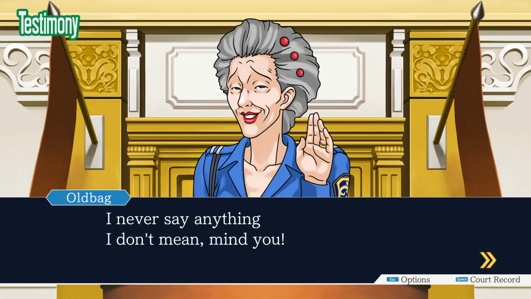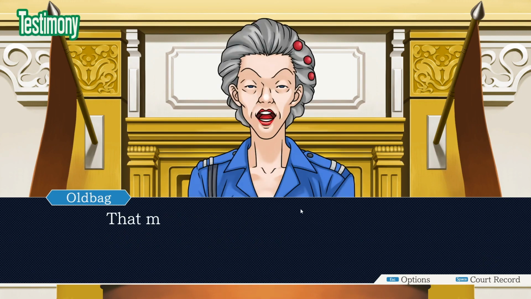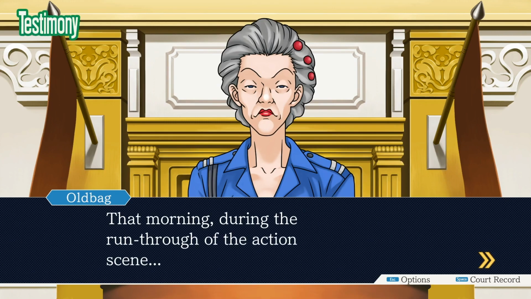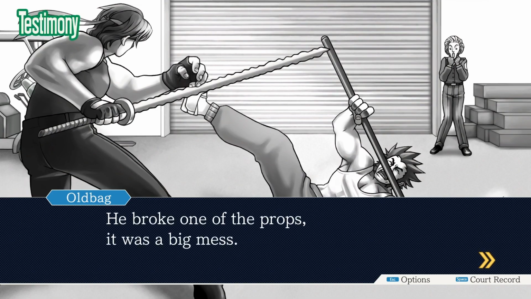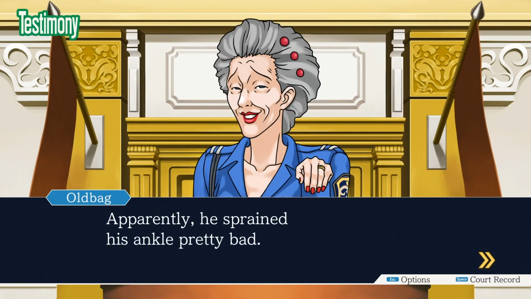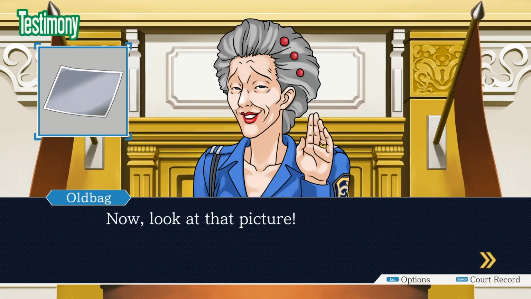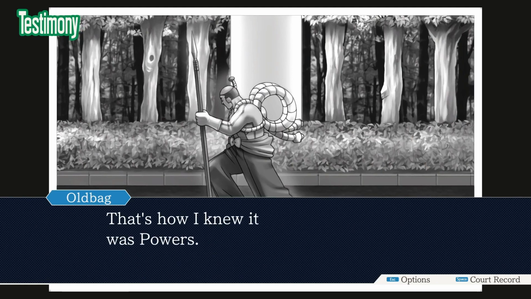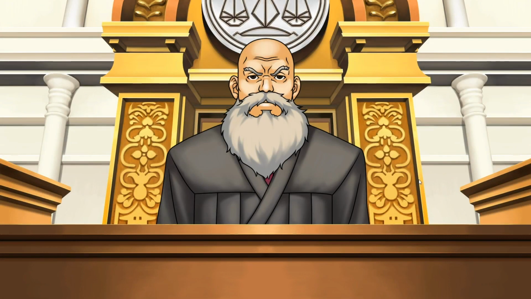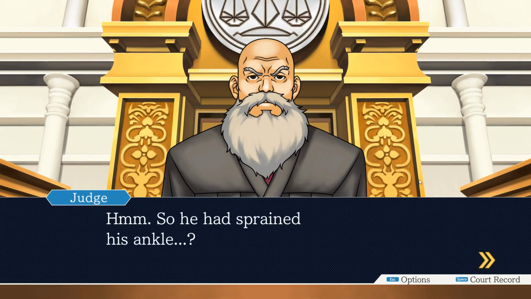I never say anything I don't mean, mind you. That morning, during the run-through of the action scene, I saw Powers trip and fall. He broke one of the props. It was a big mess. Apparently, he sprained his ankle pretty bad. Now, look at that picture. You can see he's dragging his leg, see? Clear as day. That's how I knew it was Powers. Happy? He's not dragging his leg. No. So he had a sprained ankle.